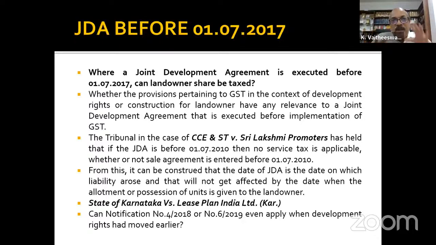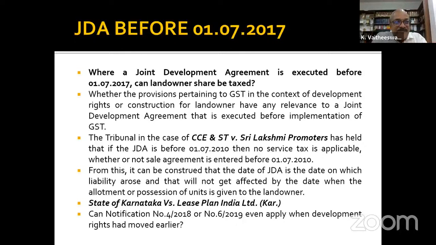So under a joint development agreement, from the landowner, what all comes? He gives you land. He gives you right to enter the land. He gives you license to enter the land. He gives you possession of the land. He gives you right to develop the property. And all that has happened before 1/7/2017.